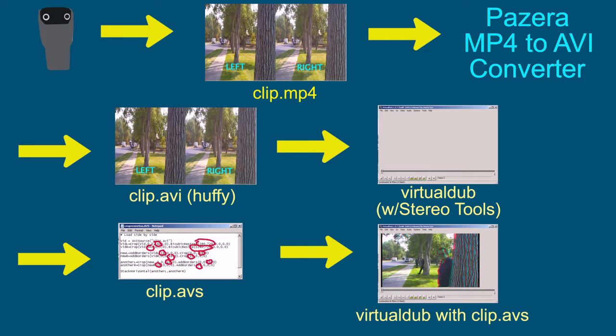Going into the workflow, I start off with my camera, I record my clip, and then I export that clip into my computer. It's an MP4 file, and it's in a left-right format. From that point, I put it into Pizzera's MP4 to AVI creator, and that creates an AVI clip.